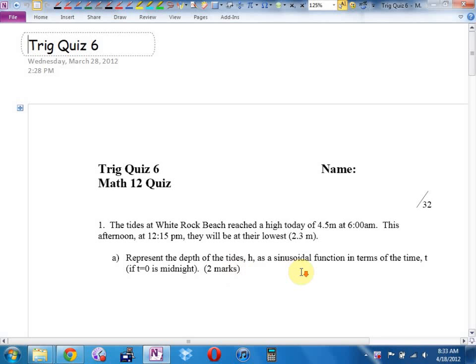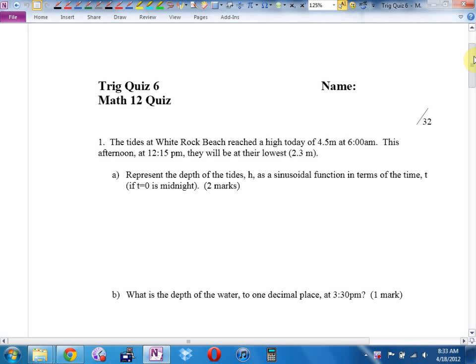Here we go. This is roughly a summary of everything. The only thing that's not on here is quadratic trig equations and period changes, I think. But let's walk through this. The tides at White Rock Beach reached a high today of 4.5 meters at 6 a.m. You know what? I'm going to do a little sketch.